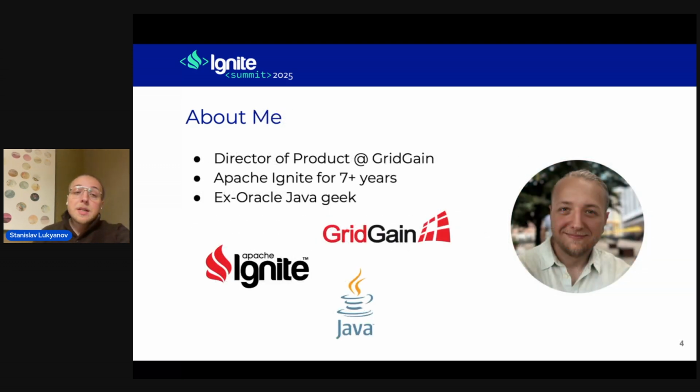And a few words about myself. I'm the director of product in GridGain, responsible for the product strategy and roadmap. I've been in the Apache Ignite community for many, many years now as a contributor, as a speaker, as an advocate for Ignite, helping many users in the community set up their Apache Ignite deployments, and in the past, I was a big Java geek.